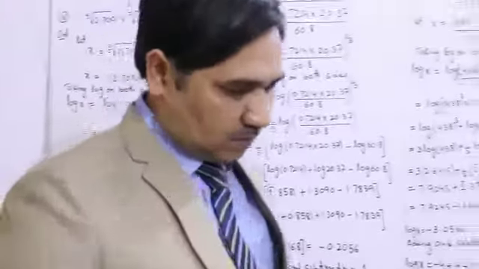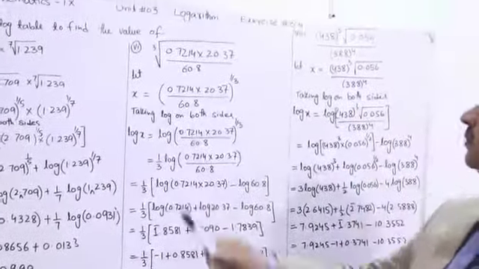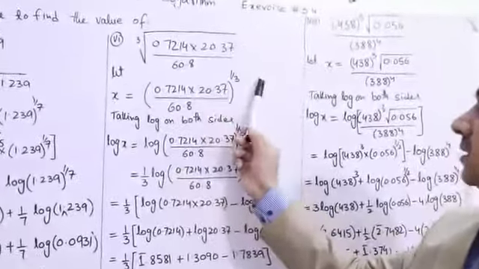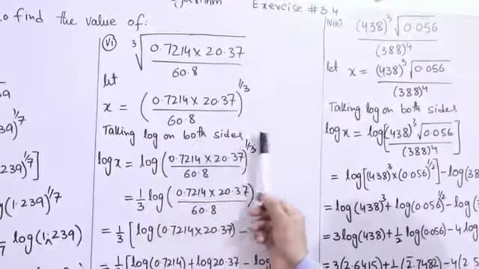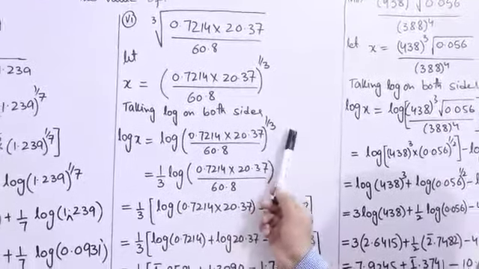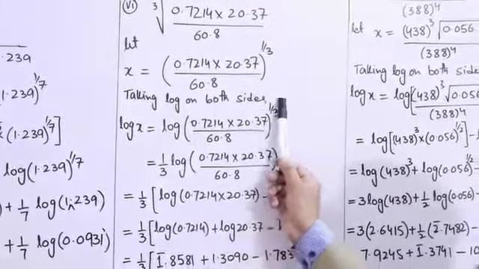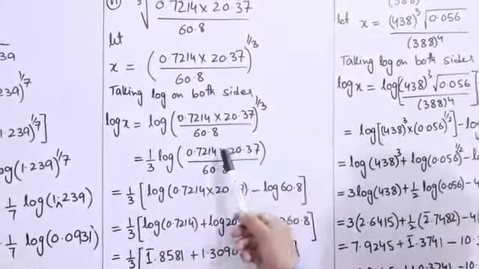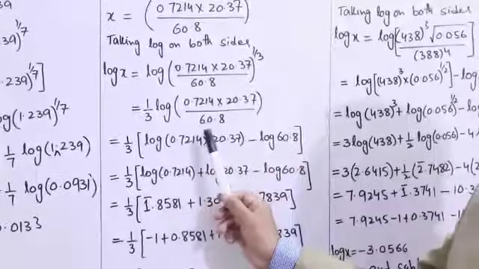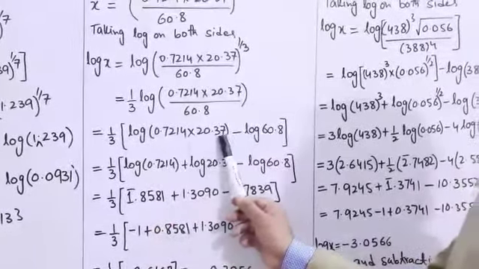Now we'll solve part 6. Cube root of this, let x be equal to this, by taking log on both sides. So first we will use the power law. So this is in power. Now this is in quotient. So we use the quotient law.